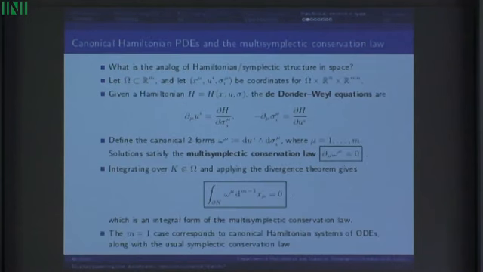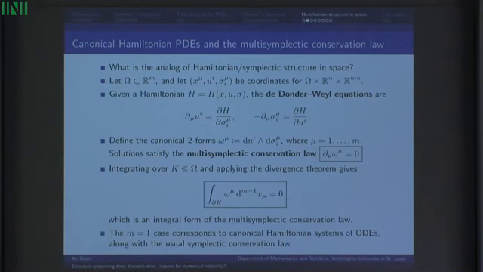And in fact, the m equals 1 case just corresponds to Hamiltonian systems of ODEs. And if I think of k as being an interval in time, what this is saying is that the difference between the symplectic form at the left and right endpoints is 0. And this is generalizing it to the case where I've got some domain in space or space-time, and I say the integral over the boundary is 0.